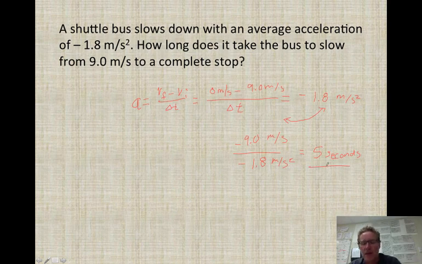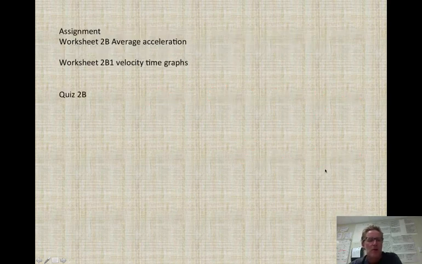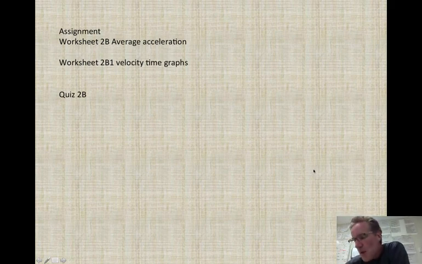All right, that's that. Okay, so your assignment for this is going to be worksheet 2B, average acceleration. So you have a bunch of average acceleration problems to practice, and then you have another worksheet dealing with velocity time graphs, and then when you're finished with those, you can do quiz 2B.